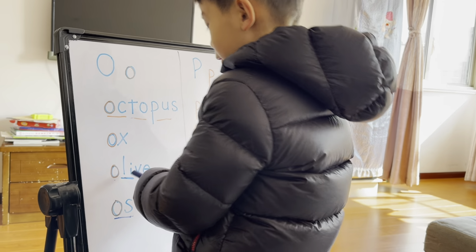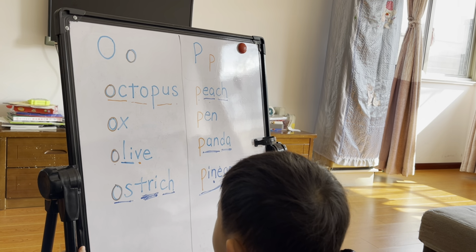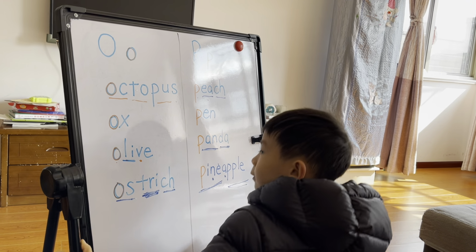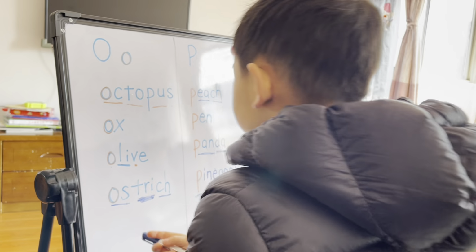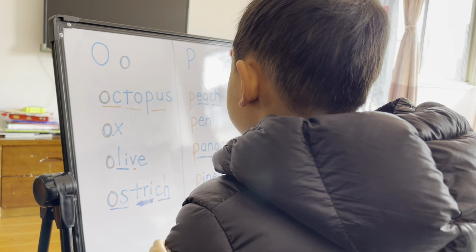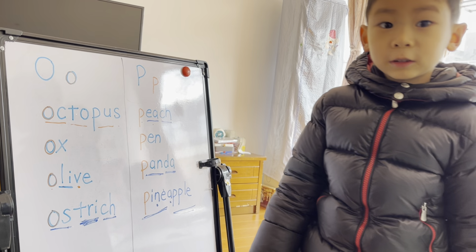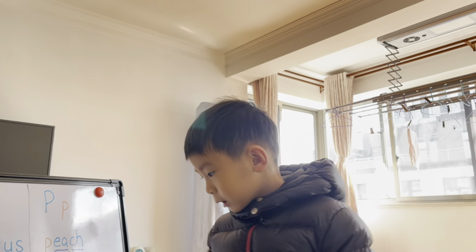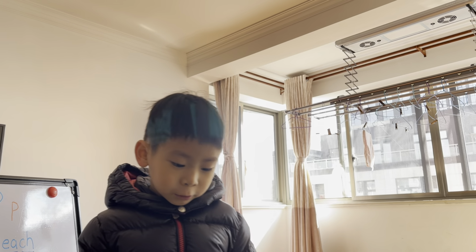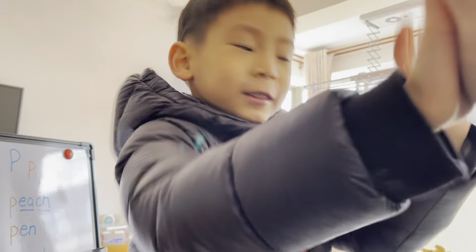The third word. O-L-I-V says olive, very well. The last word, O-S says... Os, okay. Ostrich. Okay. T-R says dr. C-H says. This is impressive, right? You didn't spell any of them yourself. Good job. You are an awesome boy. Come on, give me five. Good. Okay, you finished all these words.